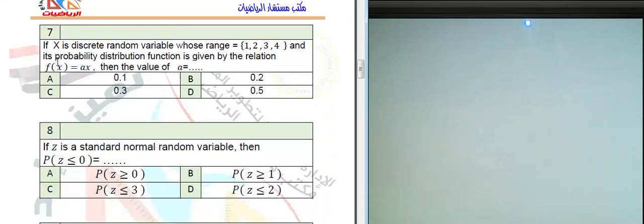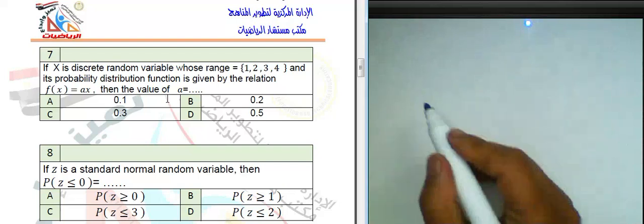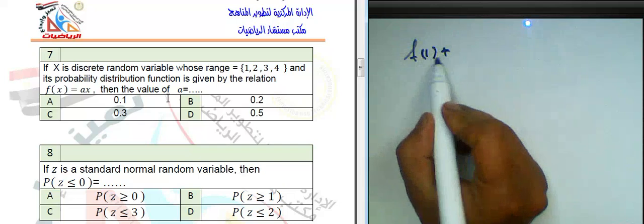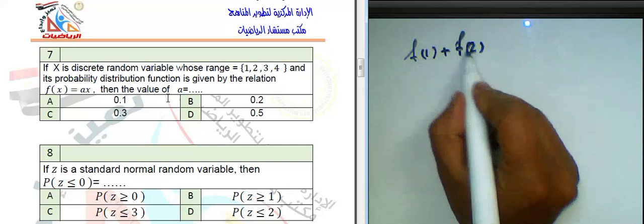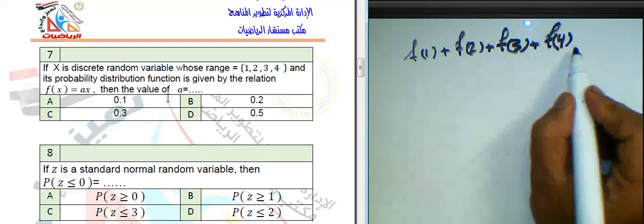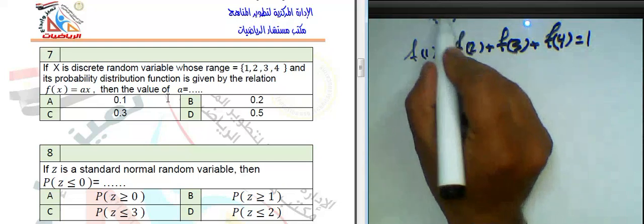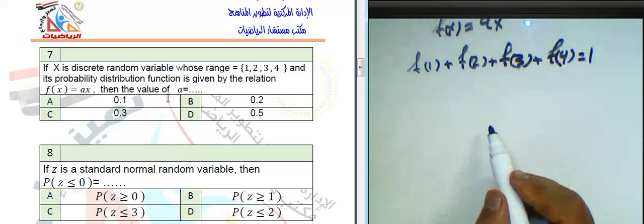Question 7. If X is a discrete random variable whose range is 1, 2, 3, 4 and its probability distribution function is given by the relation f of x equals ax, then the value of A equals what? He gives us here the range. Then f of 1 plus f of 2 plus f of 3 plus f of 4, the result will equal 1.